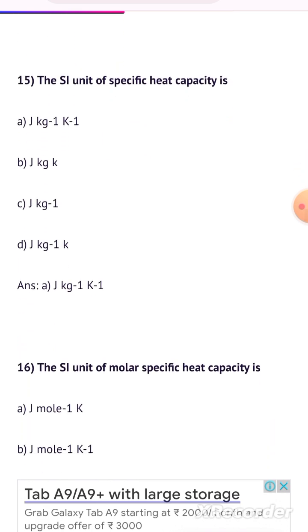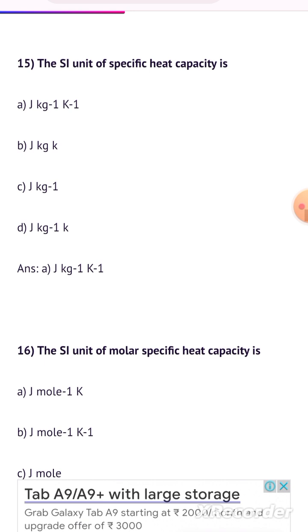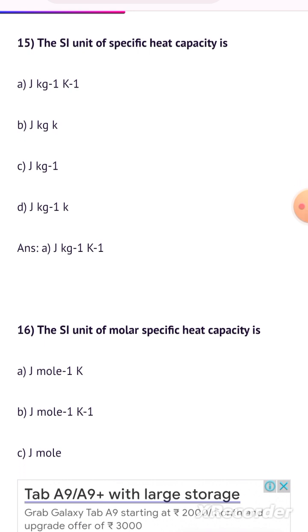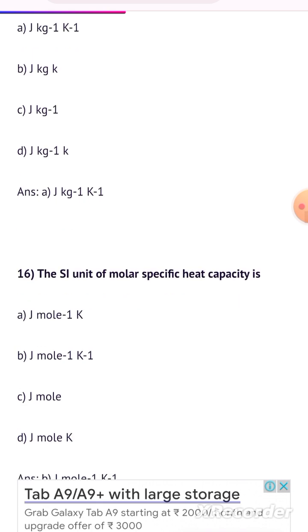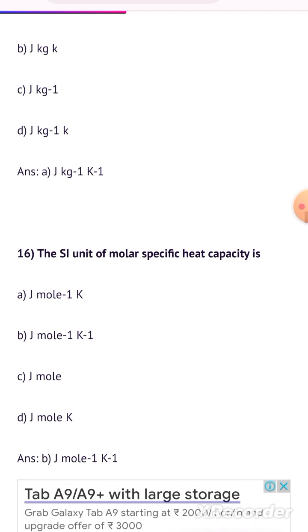The SI unit of molar specific heat capacity is... In the previous question, we had per kg. Now we have molar, which means joule per Kelvin will be the same. The only thing that will change is per mole. So option B is the right answer.